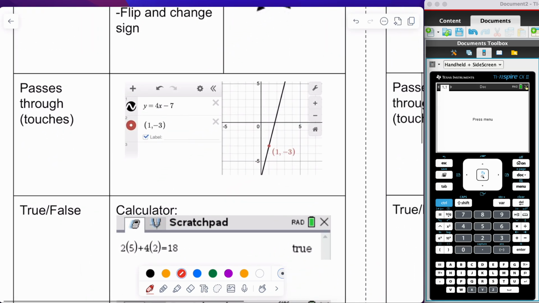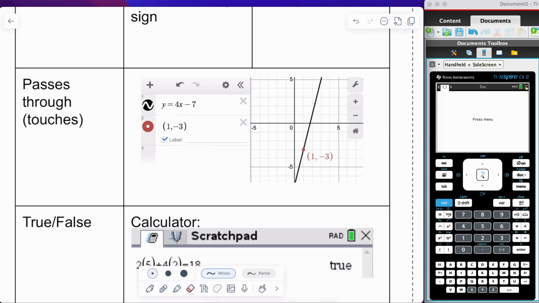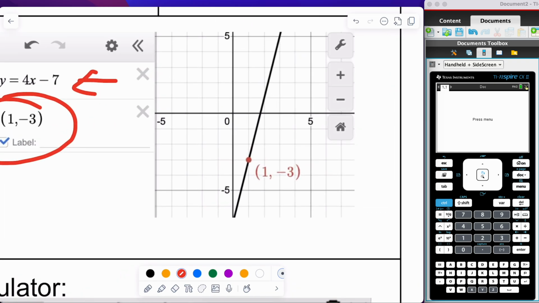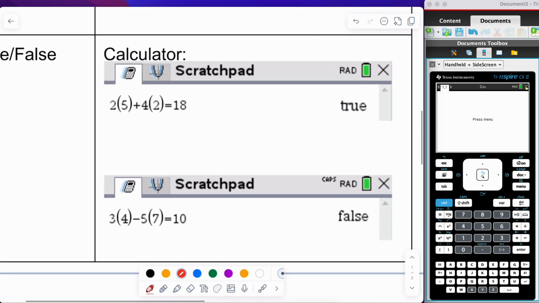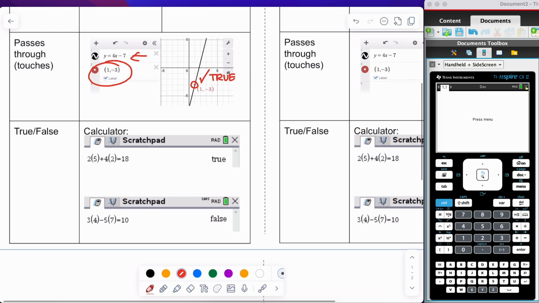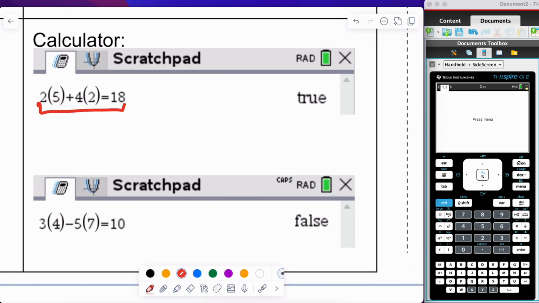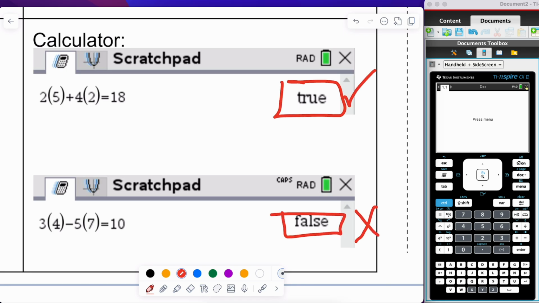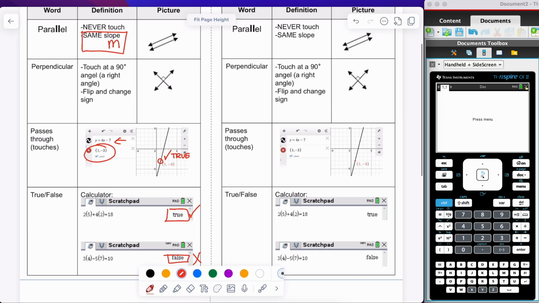Okay? When we talk about passes through, we have this point right here. We have this line. This line right here passes through this point. It touches that point. So right here, they touch each other. That is good. That means that is true. When we talk about true, false, we're going to do it in the calculator today, so you can plug it into the calculator, and if it says true, that is correct. If it says false, that is incorrect. So this is what we're going to do today.